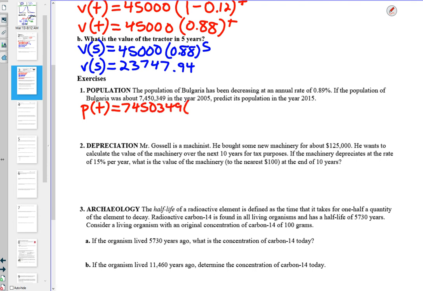7,450,349, parentheses, we start off with a 1. Is this a growth or a decay? It is a decay, so it's minus 0.89.